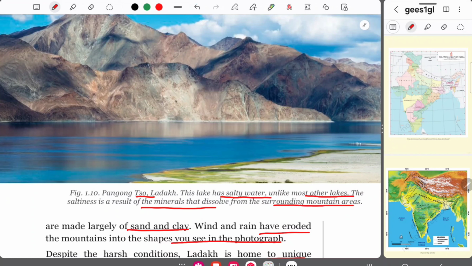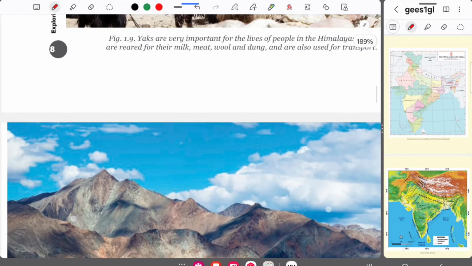As the mountains are being formed by folding of the ocean area, from the ocean floor, the ocean floors are being folded there. So as a result, the rocks of these mountains are made of sand and clay, and obviously it is salty. The lake over here is salty because of the minerals that have dissolved from the surrounding mountain areas, as the mountains are all folded from the ocean only. So that is the reason why the lake water is salty here.